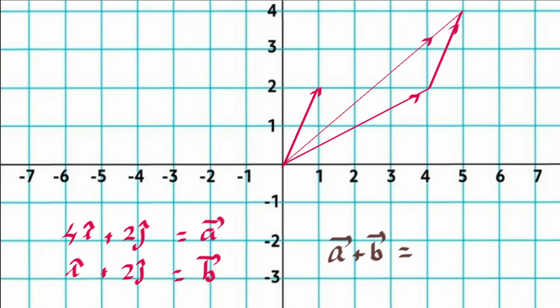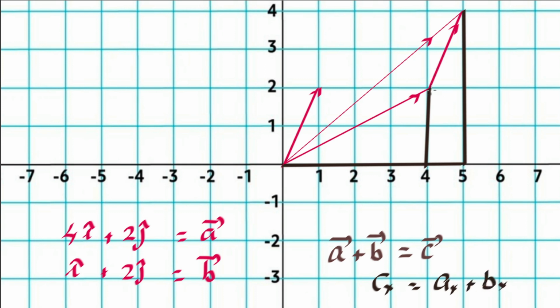Let's call that vector C. Now let's look at C's components. C's components are going to be 4, which is the x component of A, plus 1, which is the x component of B. The x component of C is this, and the y component of C is that. And you can see immediately that if I drop this perpendicular here, the x component of C, Cx, is the x component of A plus the x component of B, Ax plus Bx.